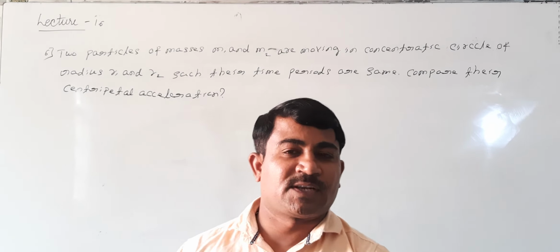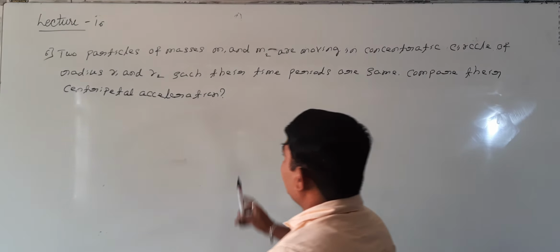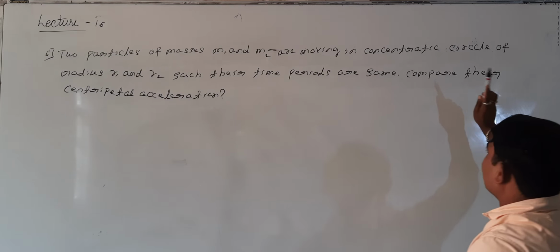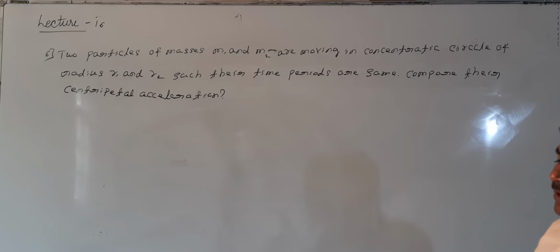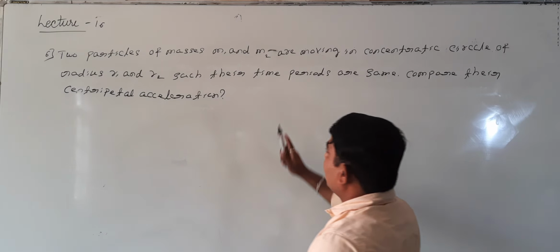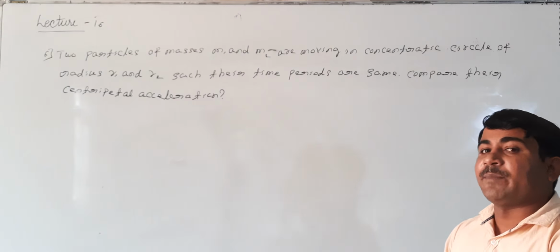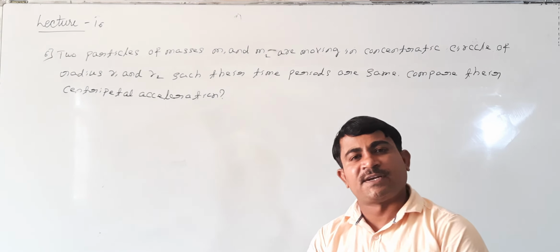Okay, students, we will see the last numerical. Two particles of masses m1 and m2 are moving in concentric circular paths of radius r1 and r2, such that the time periods are the same. Compare centripetal acceleration.